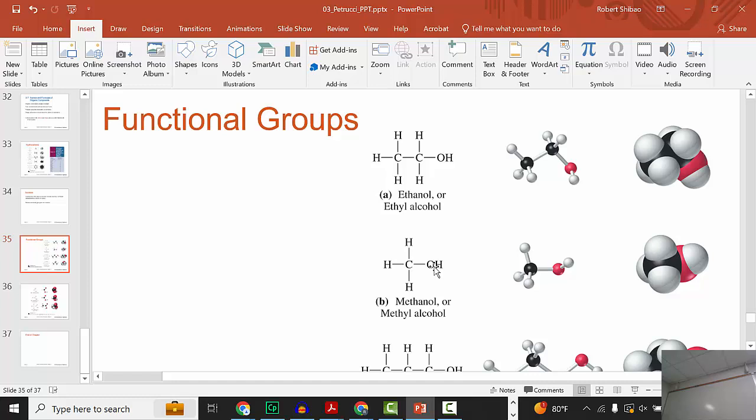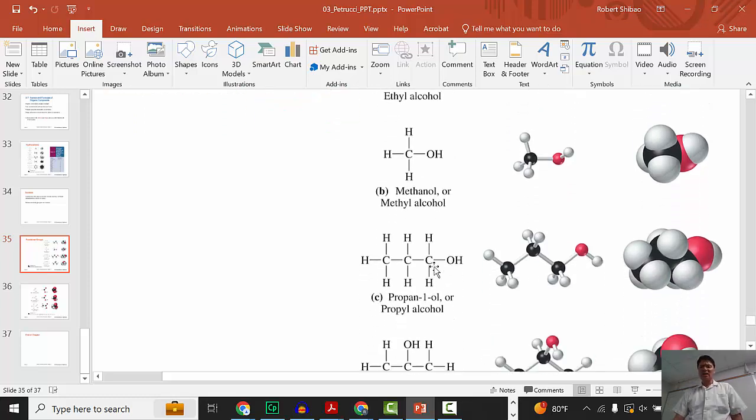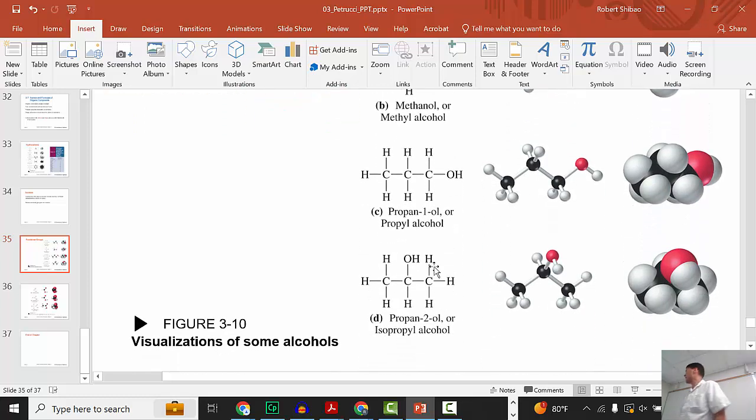Ethyl would be the CH3CH2 group. CH3CH2 is called ethyl, and then we have the alcohol attached to that. This one's called methyl alcohol because we have a CH3 group. The CH3 group is called methyl. Or it's called methanol. And then we have these alcohols here.